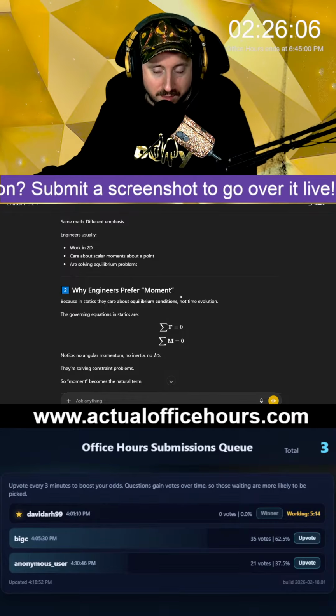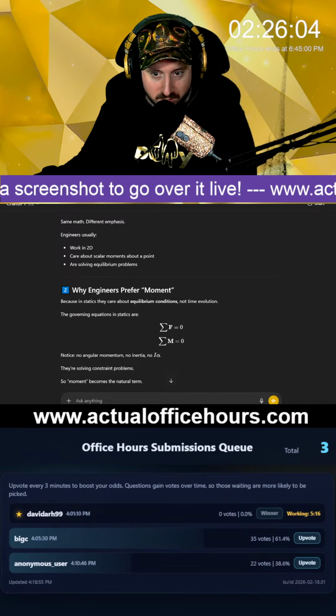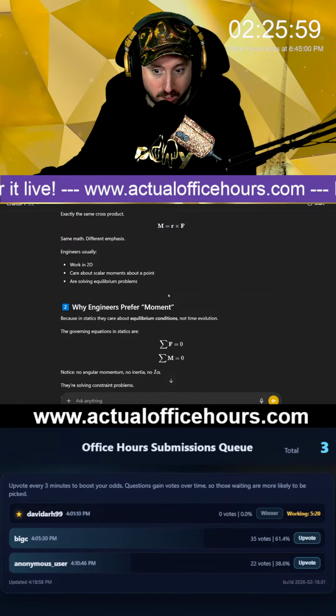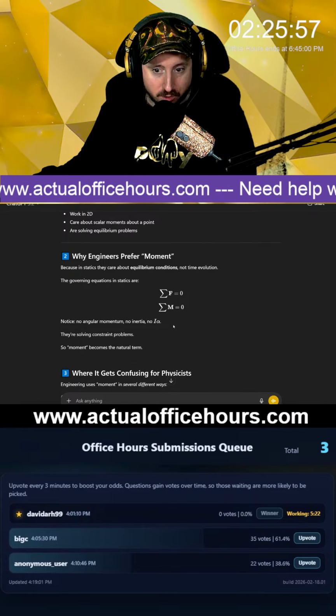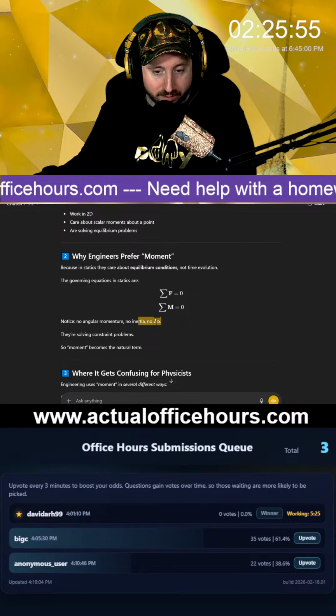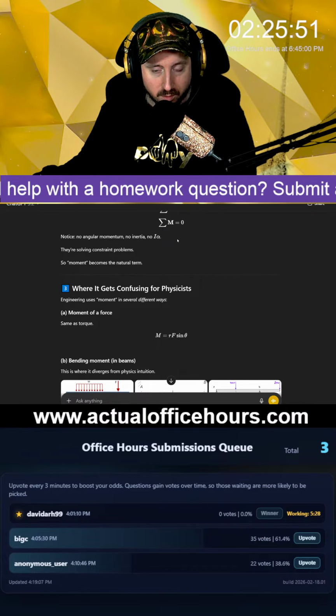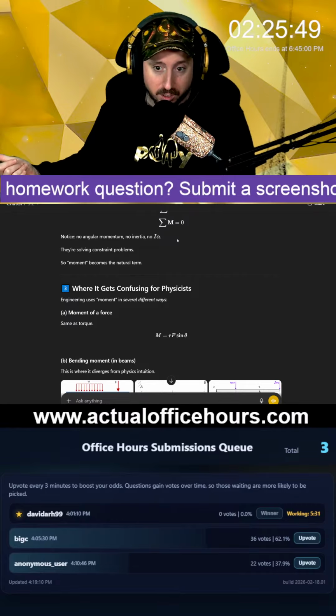I think the reason they call it moment is because in statics, when things are still, or in equilibrium, the sum of the moments has to be equal to 0, because they don't even deal with I alpha. They don't deal with moment of inertia and angular momentum. Or, sorry, they don't deal with moment of inertia and angular acceleration.